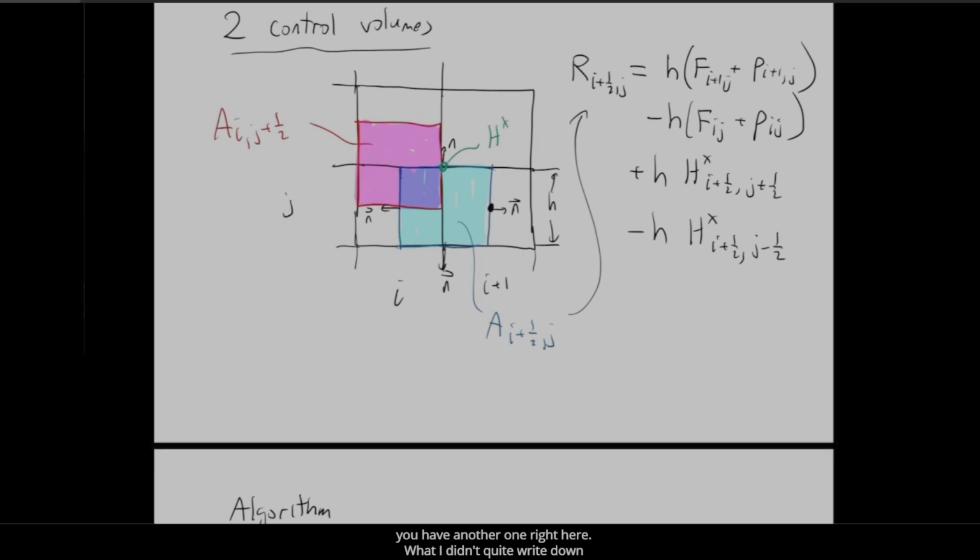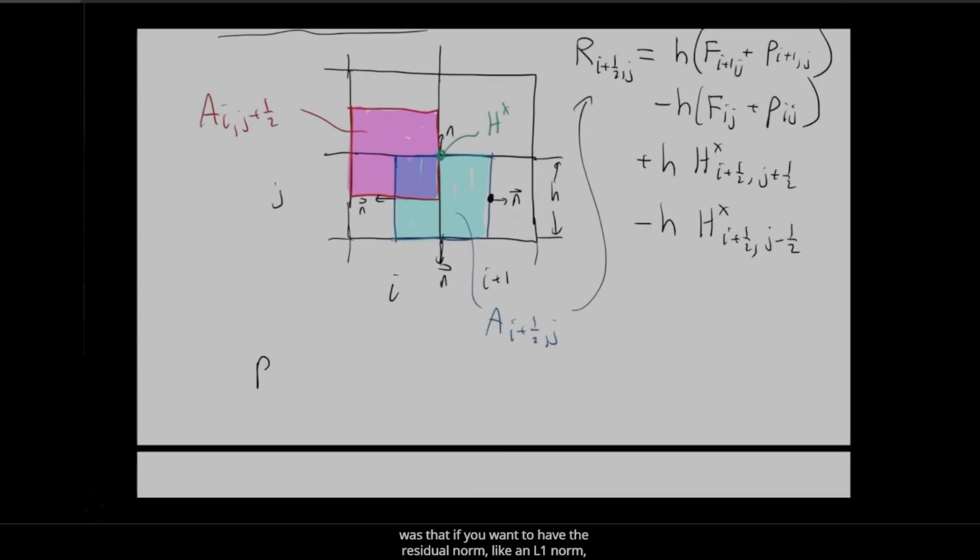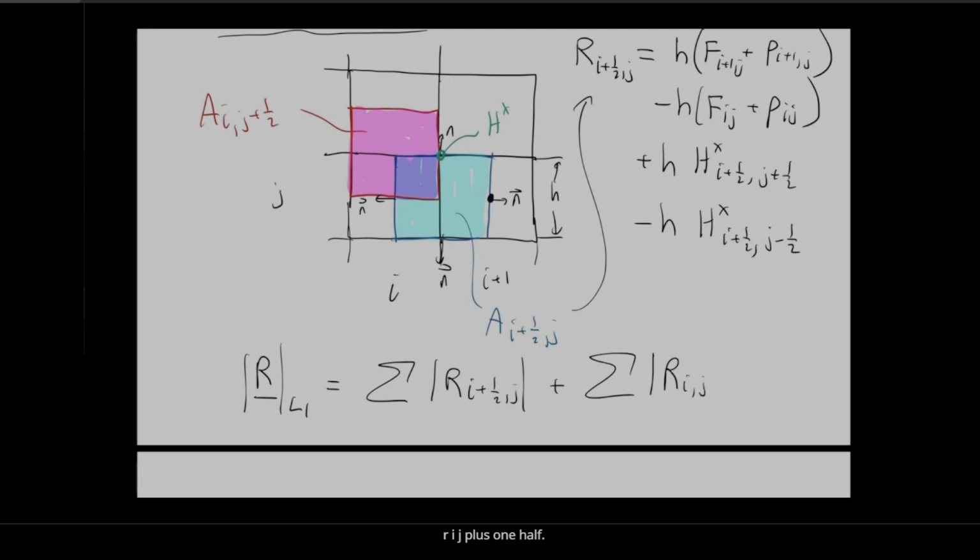What I didn't quite write down was that if you want to have the residual norm, like an L1 norm, you would sum together all of these R_{i+1/2,j}'s, and then you would sum together all the R_{i,j+1/2}. And that's what you would monitor. So you would take the absolute value of each residual, sum it together, add everything up, and that is your convergence criteria. So that's the L1 norm. L1 just means sum of absolute values. Very easy norm to compute. All right, so that is the residual part.